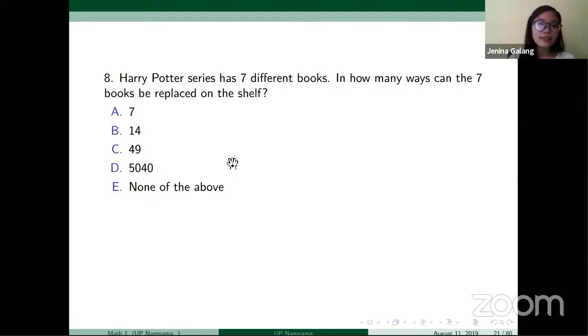And next, Harry Potter series has 7 different books. In how many ways can the books be replaced on the shelf? So dito, nagmamatter yung arrangement ng books natin. So ang gagamitin natin is permutation.